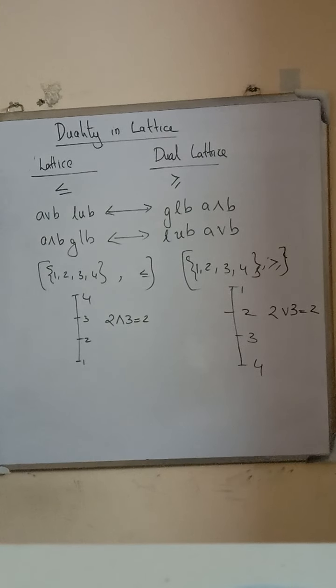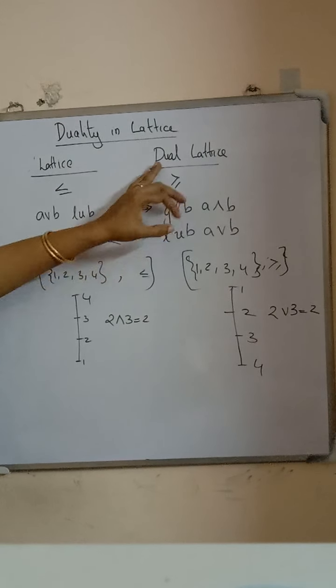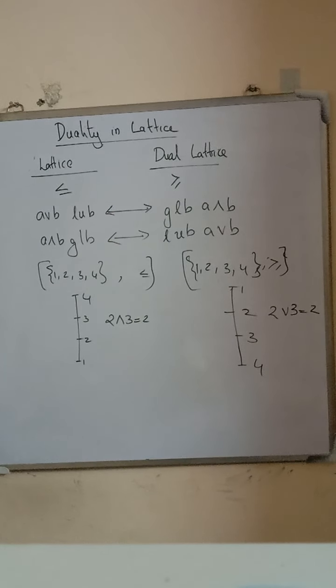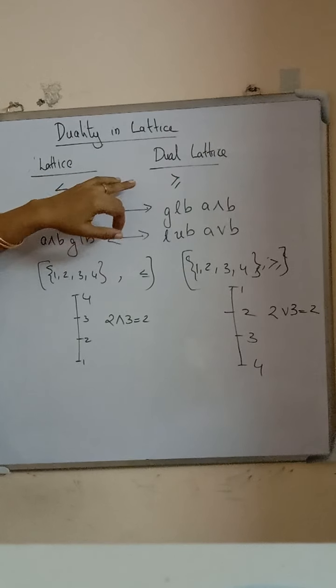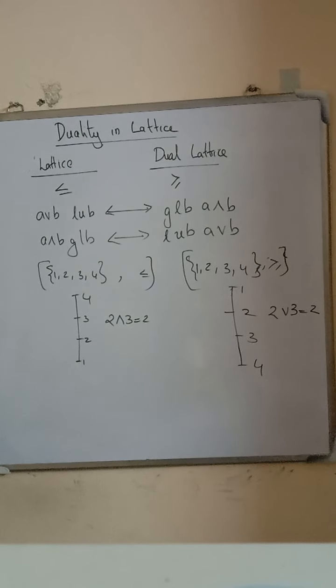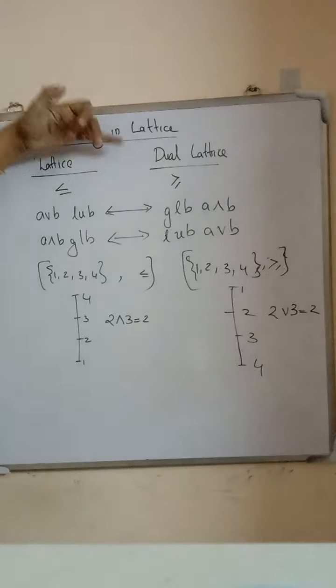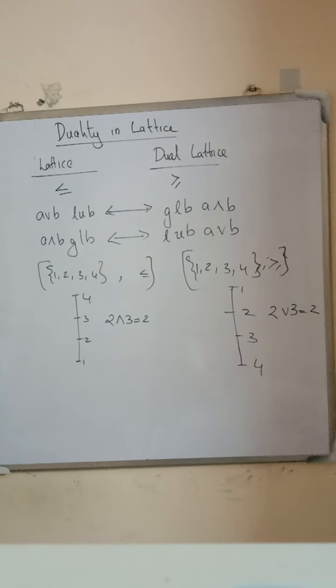Now we discuss lattice and dual lattice. In a lattice, the relation less than or equal to converts to greater than or equal to in the dual lattice. For example, if we consider a lattice with the relation divisor of, then its dual lattice has the relation multiple of. Or simply, if in a lattice there is the usual relation less than or equal to, then definitely the dual lattice contains the usual relation greater than or equal to.